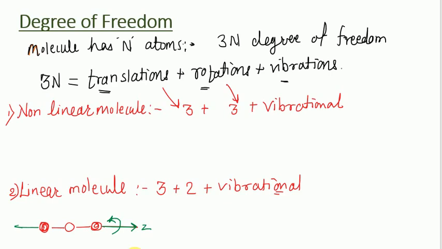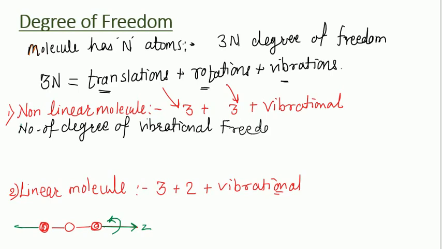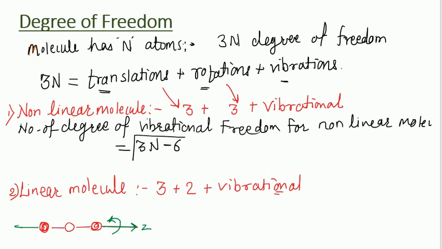So non-linear molecules have 3 translation and 3 rotational, and the remaining vibrational. So if we have to measure the number of vibrational degrees of freedom for a non-linear molecule, the total is 3n, the total number of modes. From the total, we have to subtract the translation and rotational. So 3n minus 6 degrees of freedom is for a non-linear molecule.